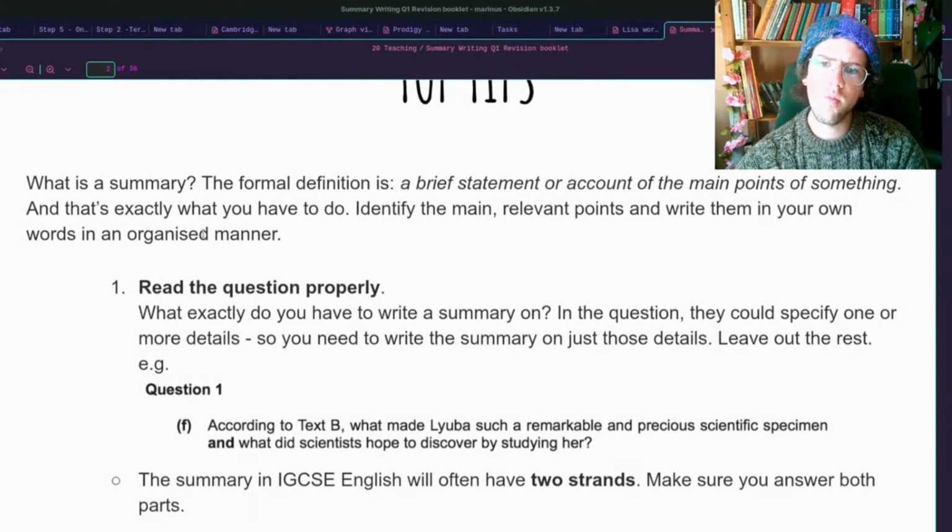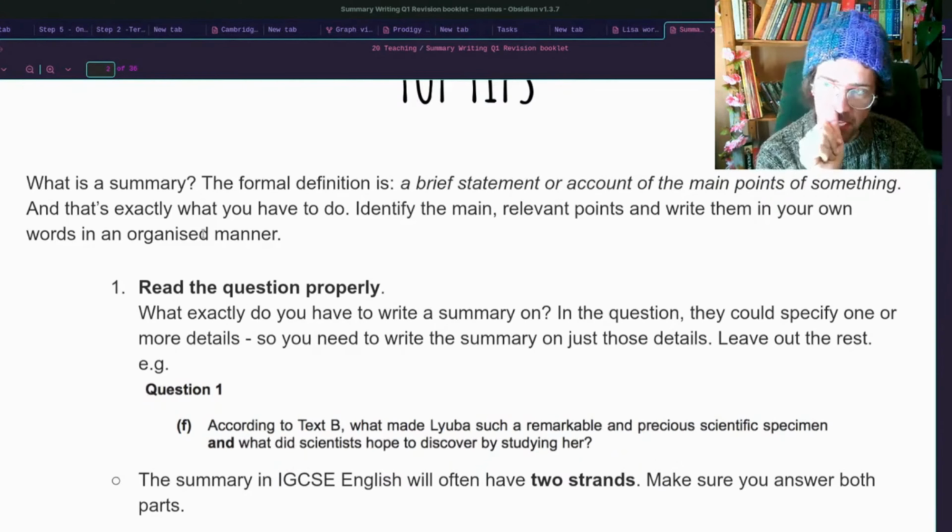So, a summary is a brief statement or account of the main points of something, and that's what we have to do. We identify the main relevant points, and then we write them in our own words in an organized manner. It's important to write them in our own words. So first we need to identify the points. Then we need to write them in our own words, and we need to do it in an organized way.